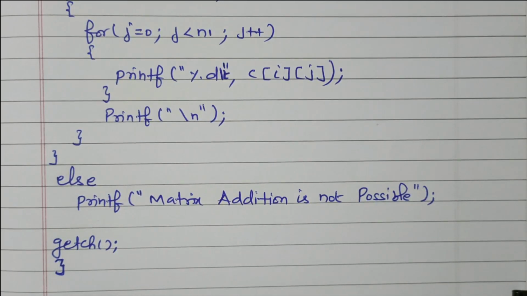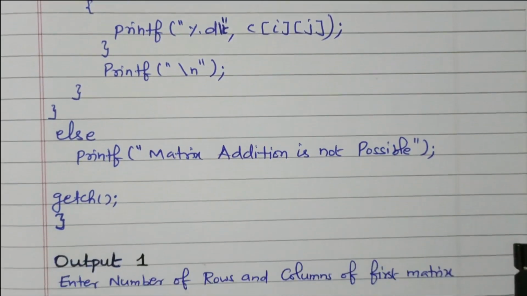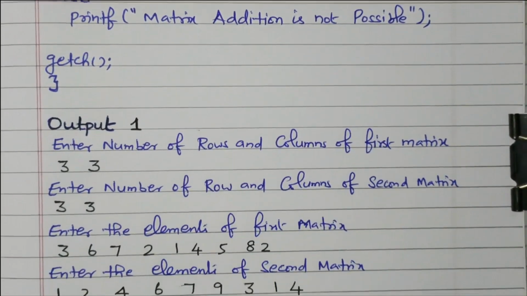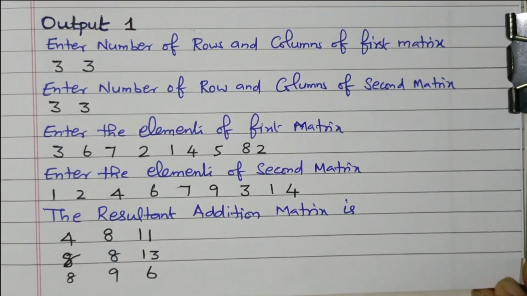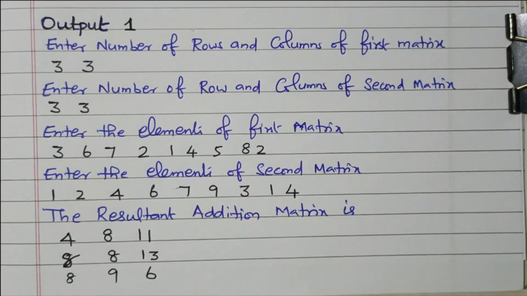Now we'll see the output for this program. What is the output we got? There are two cases available. One is that matrix addition is possible, another is that matrix addition is not possible. First we will see the possible case.